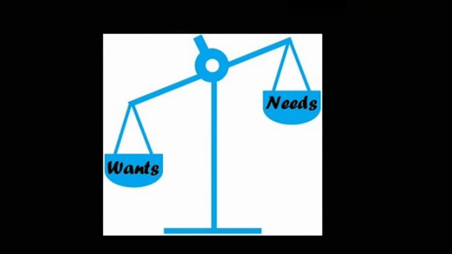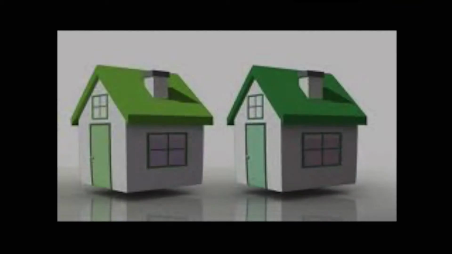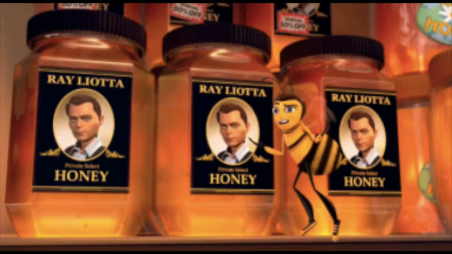Need is something essential for survival. In the Bee Movie, the bees need the honey to survive, and Barry explains how it is essential for them to survive by saying that honey is their home, schools, and their hospitals. Honey is all the bees have, and it is their lives' work.